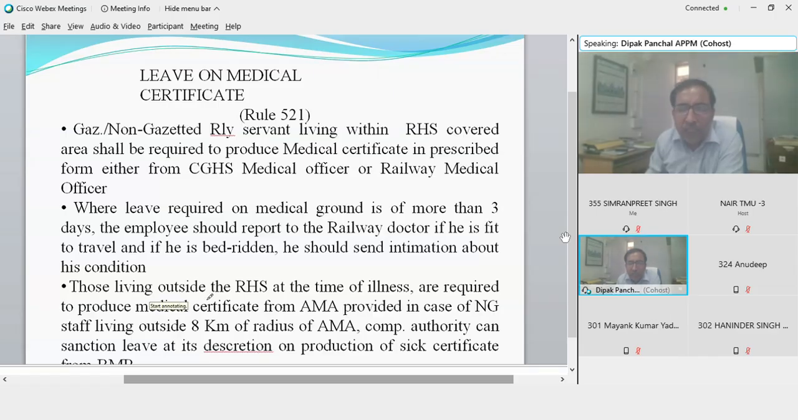Those living outside the railway health service area at the time of illness are required to produce a medical certificate from the AMA. AMA means authorized medical attendant, who is nothing but our ADMOs. Our IRHS professionals, on their appointment, are posted as ADMOs.